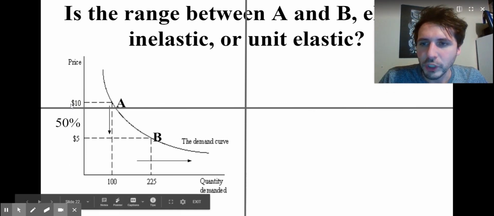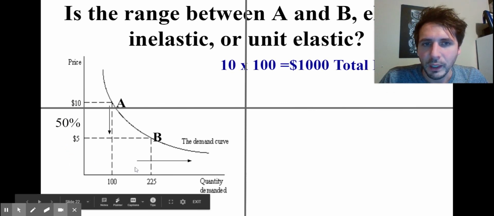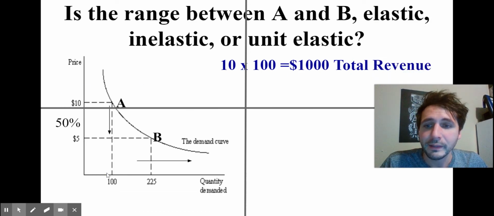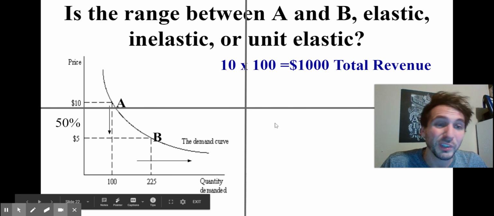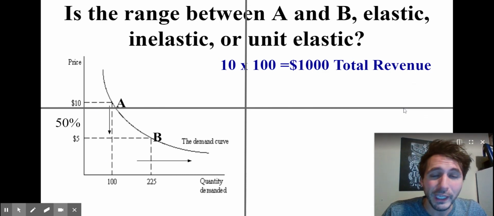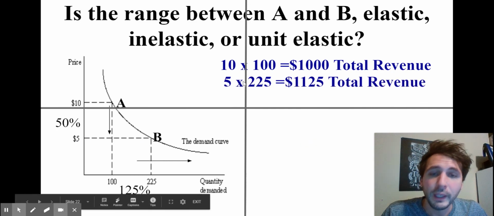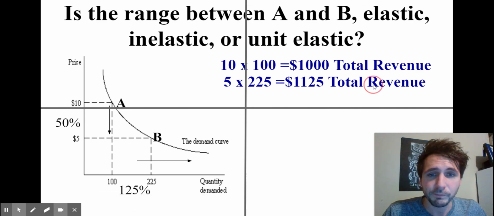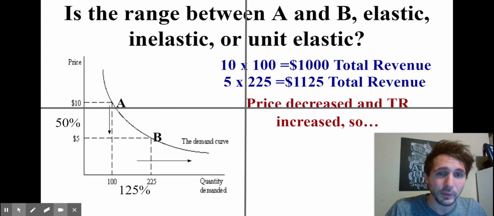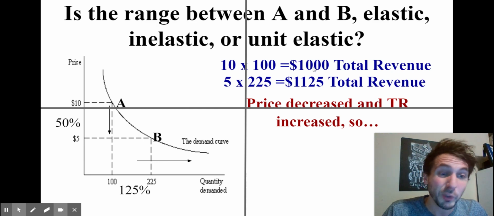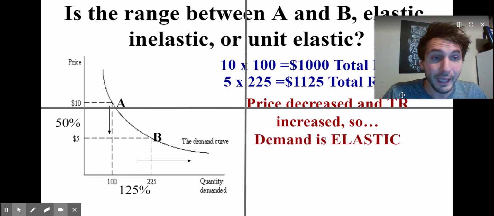All right, so is the range between A and B elastic or inelastic? Well, we know the change here is 50%. And we know $10 times 100 is a total revenue of $1,000. When the price changes, it goes down here: 5 times 225 is going to be $1,125 in total revenue. This means that when price decreased, my total revenue went up. Price went from 10 to 5. My total revenue went from 1,000 to 1,125. That means it must be elastic.